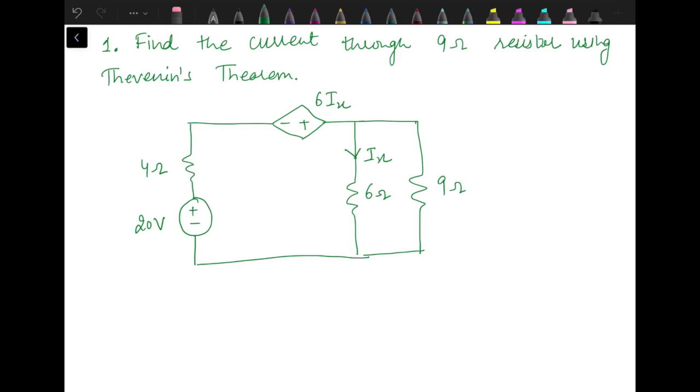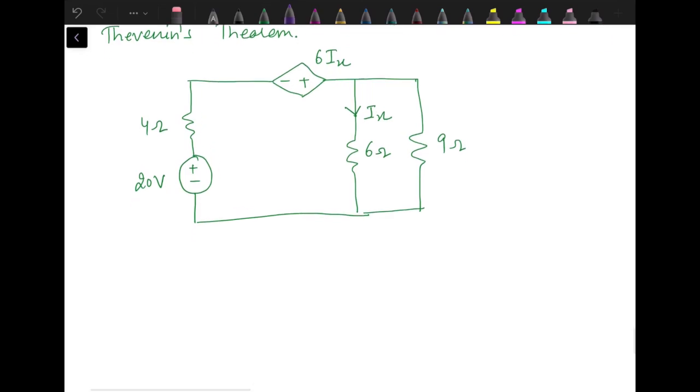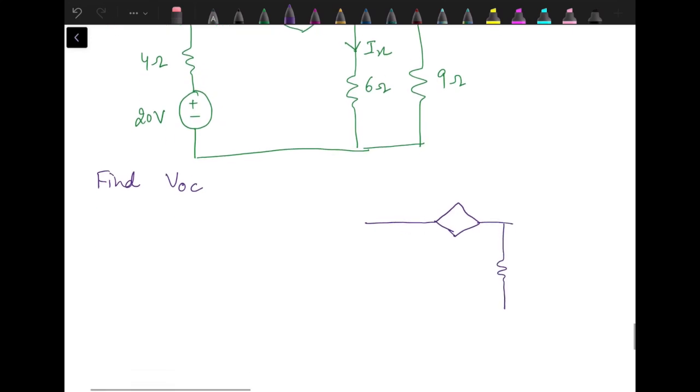Since we have a dependent source in the circuit, it's not possible to calculate RTH by removing the sources. We need to find RTH by taking the ratio of open circuit voltage to short circuit current. So the first step here is to find the open circuit voltage. For finding open circuit voltage, we need to redraw the circuit, where we will be replacing this 9 ohm resistance by an open circuit.